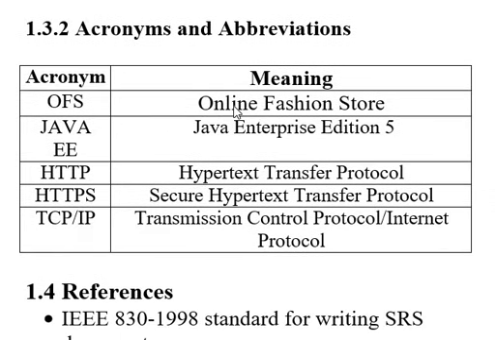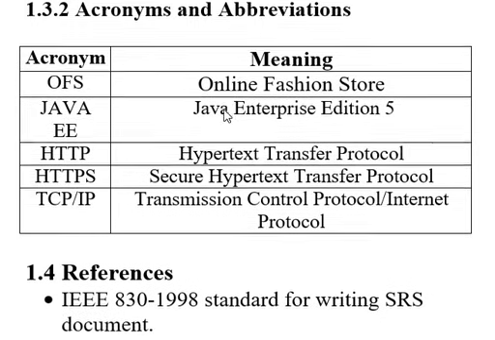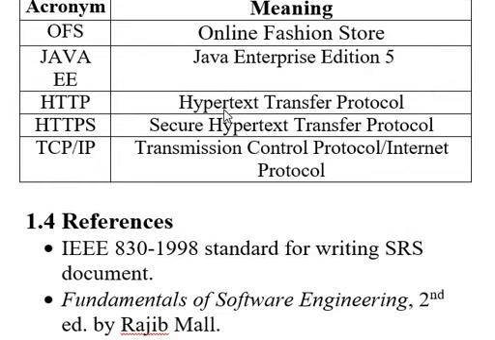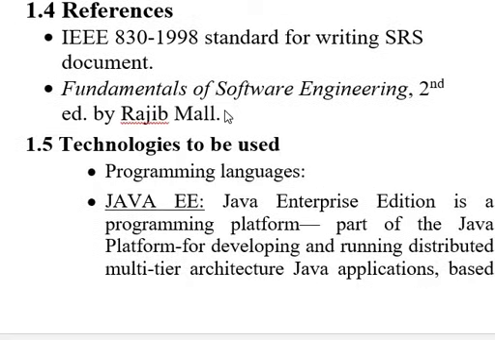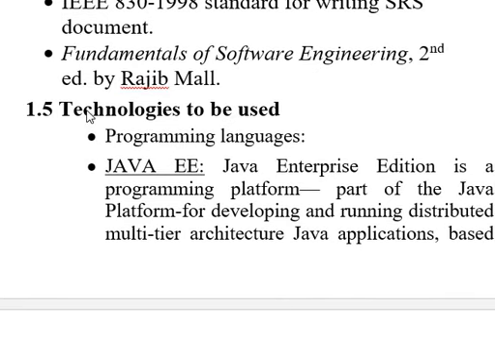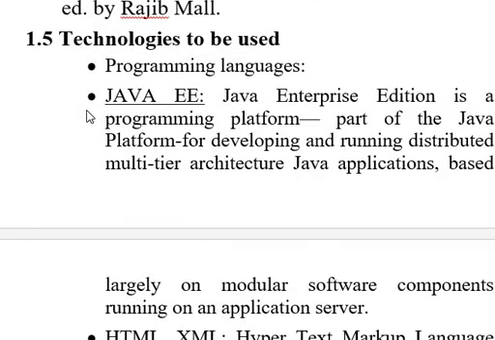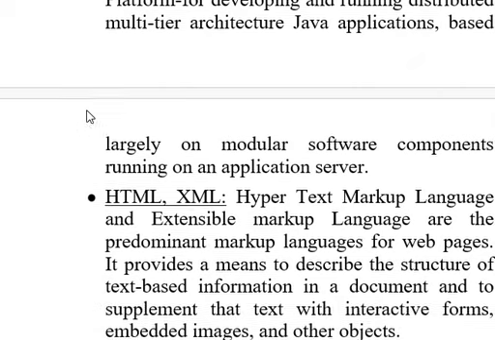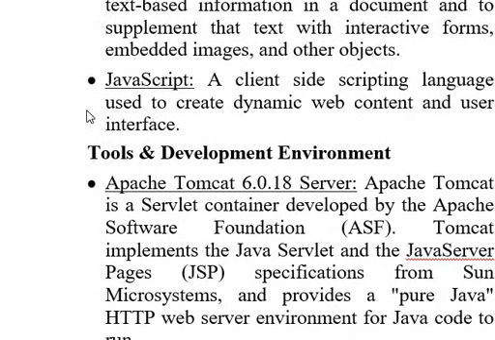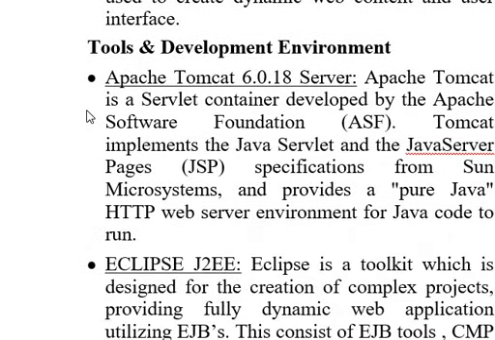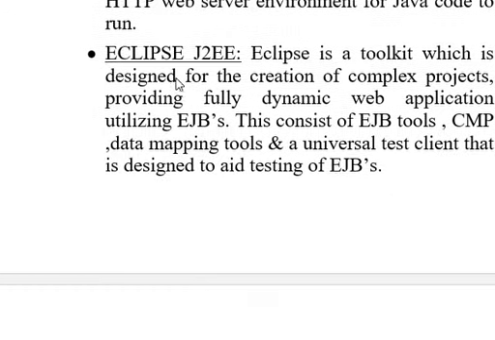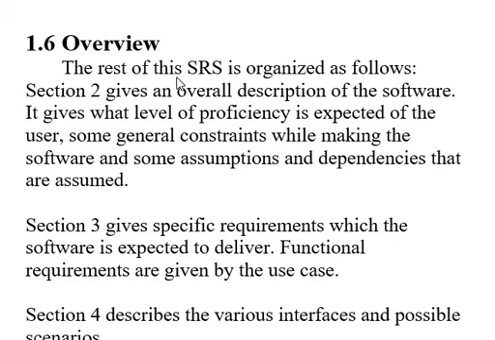So OFS means the online fashion store. They are using Java as a platform, Java Enterprise Edition, the HTTP protocol, and HTTPS for the security. So we are defining the technology to be used: Java Enterprise Edition, Java XML, JavaScript. Tools and development environment, which are the tools we'll use: for Java we'll use the Apache Tomcat server and Eclipse IDE for the development.